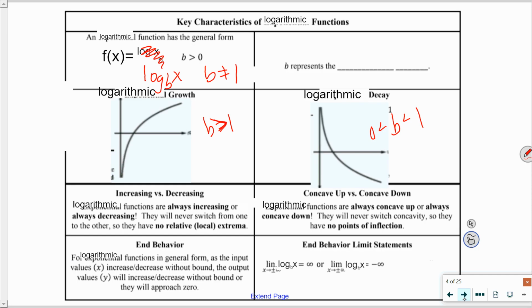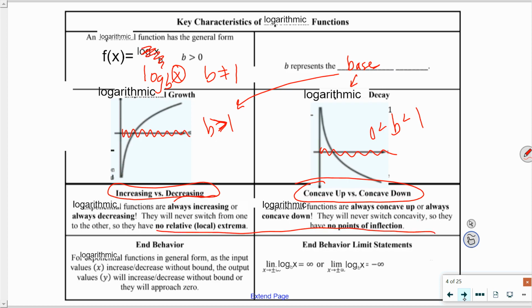Can't be negative. You're also going to remember, right, and definitely by these graphs, the argument of the log has to be positive. I cannot have a negative value after the log. So B represents the base, right? And that is telling us when it is a growth or a decay. Same deal as exponential. It is always increasing or decreasing. It is always concave up or concave down. So no extrema, no inflection points.